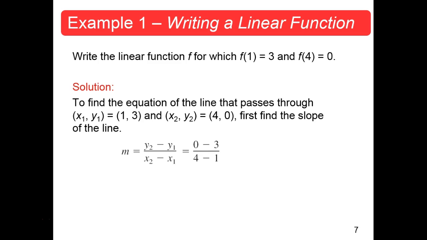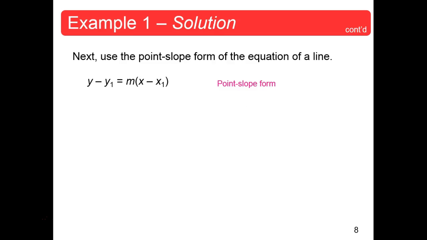They even plugged it in the same way, but it really didn't matter. If you had chosen the other to be your first, this would have been 3 minus 0, which would be 3. This would be 1 minus 4, which would be minus 3. And 3 over minus 3 is still minus 1. So it doesn't matter your choice there. Once you choose that first value, all the others have to fall into place. So that gave you a slope of minus 1. All right, now let's see how they proceed.